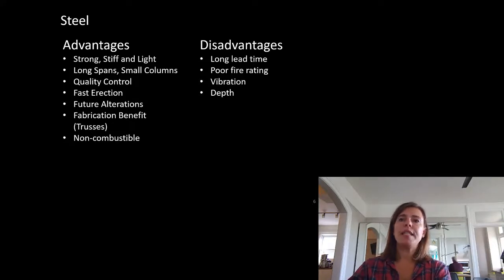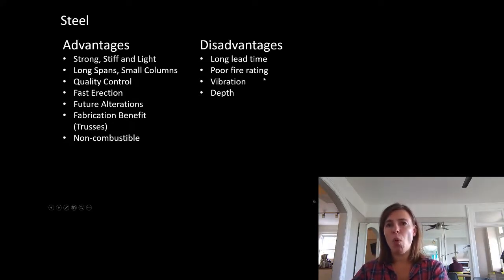If we come over to disadvantages, you see it has a poor fire rating. Like I said with concrete, fire rating and combustibility are not the same thing. Concrete is both non-combustible and has a good fire rating. Steel is non-combustible but doesn't have a great fire rating. When steel is exposed to high heat, it loses strength. That was one of the really tragic, unfortunate things in the 9/11 Twin Tower collapses.